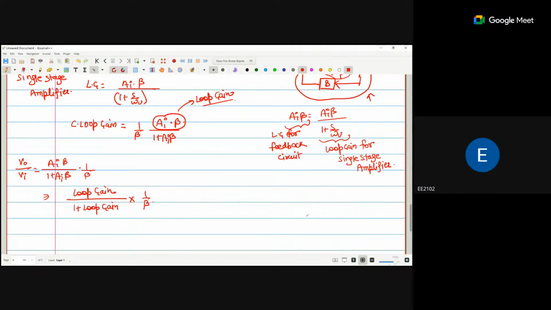Okay. Now, if I am going with the single stage amplifier, what happens in the case of a single stage amplifier?